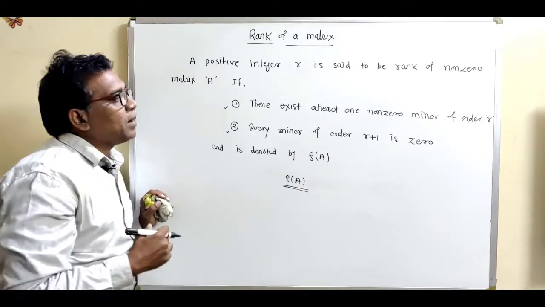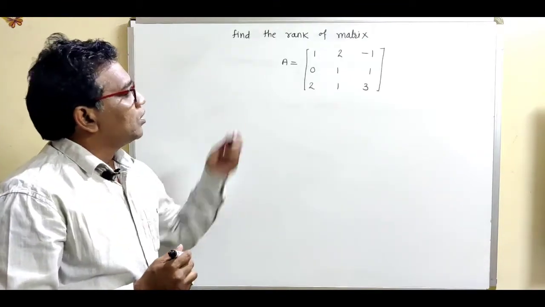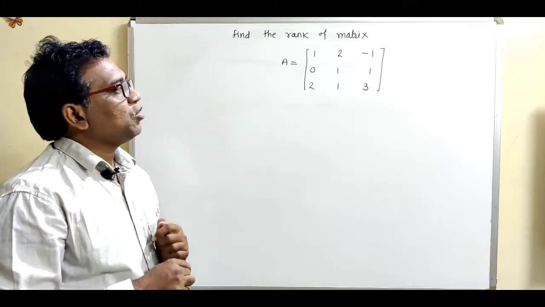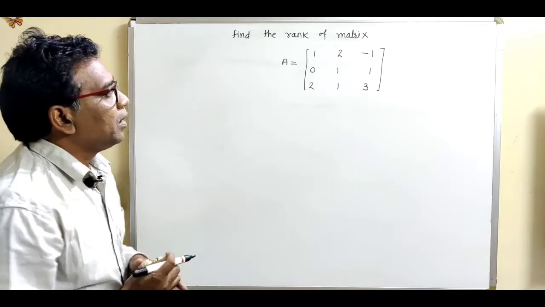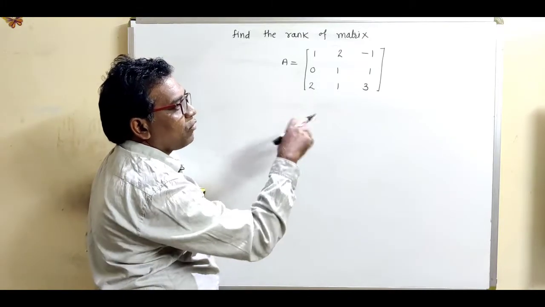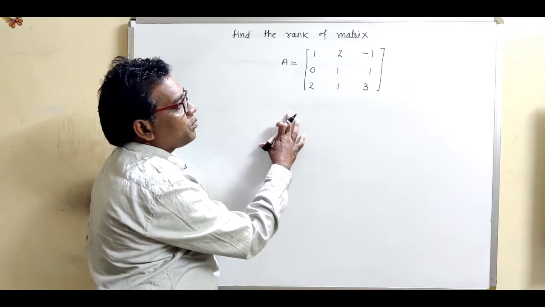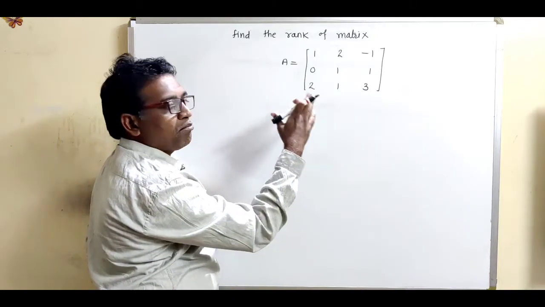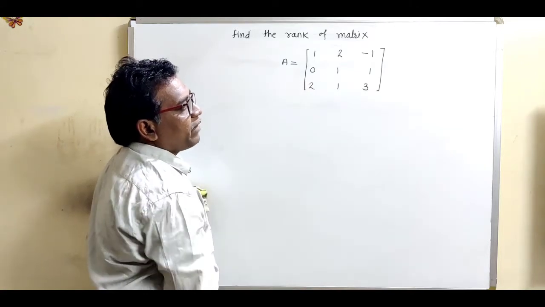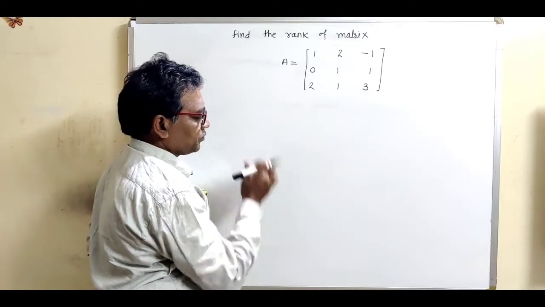Now let us take some example for finding the rank of matrix. Find the rank of the matrix, and we are given matrix A, which is a 3 by 3 matrix. A is equal to matrix with first row 1, 2, minus 1, the second row 0, 1, 1, and the third row 2, 1, 3.